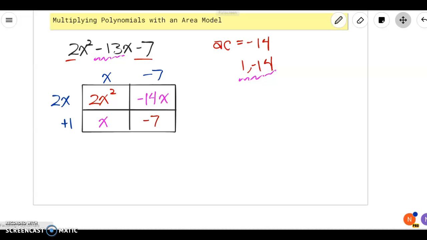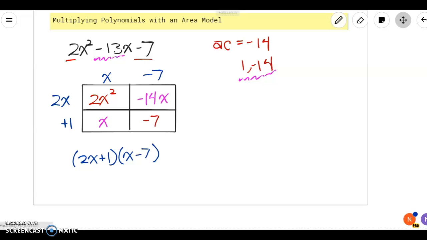So now we can actually use those two binomials we found. And that is our factored form, 2x plus 1 times x minus 7. That's exactly what we had. If you're doing this from scratch and you're not sure, you can multiply them out, but we can see that that's equal to 2x squared minus 13x minus 7. That's our other method for factoring.